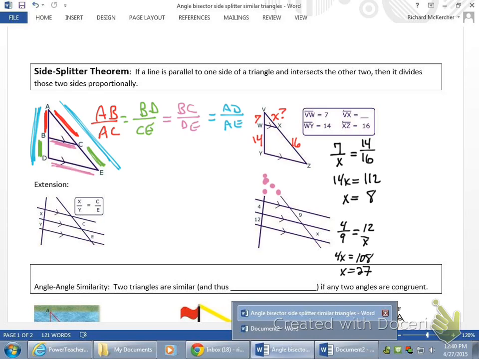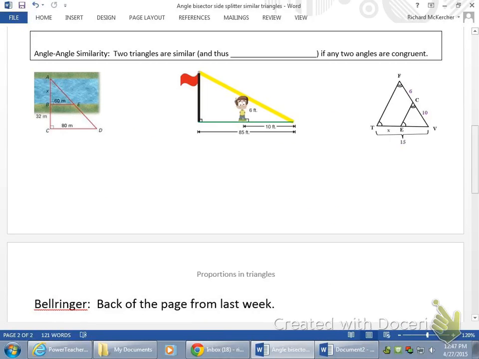We'll go over our last thing, angle similarity. Alright, angle similarity tells us that 2 triangles are similar and thus proportional if any 2 angles are congruent. Okay? What I like to do on my similar triangles is I like to see each triangle separately. So I noticed there was a small triangle here, so I'm just going to redraw that and label what I know about it. And then I'm going to redraw the big triangle and label what I know about it.